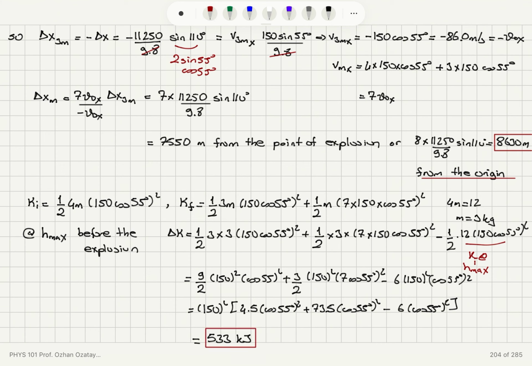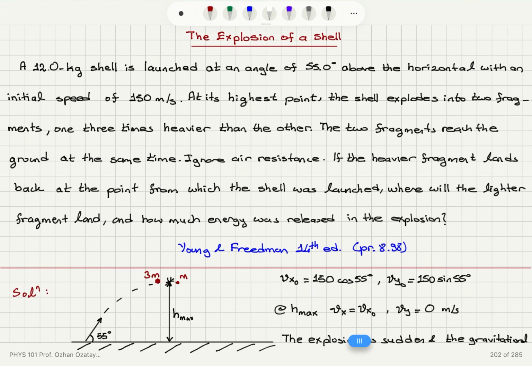Okay, so it was a little bit long problem. So let's recap what we have done here. We have a 12 kilogram shell. So the total mass is 4m, so m is 3 kilograms, and it is basically exploding at its maximum height into two fragments, mass m and mass 3m. It was initially launched at a 55 degree angle with respect to the horizontal.